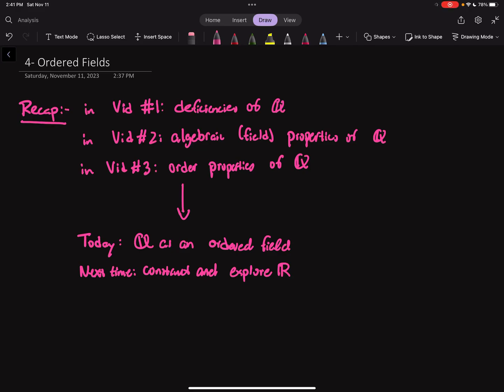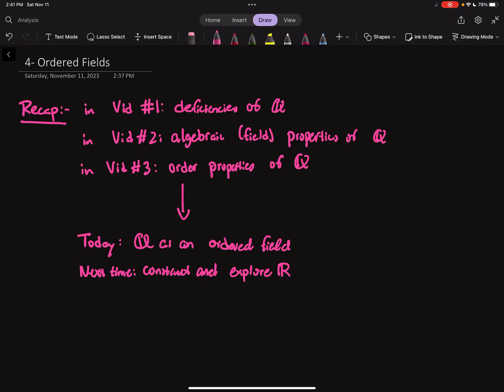Okay, so let's recap where we were. In the first video, we explained some of the deficiencies of the rational numbers. And in the previous two videos, videos 2 and 3, we explored some of the properties of the rational numbers and made them more concrete. And we explored both the algebraic and the order properties.